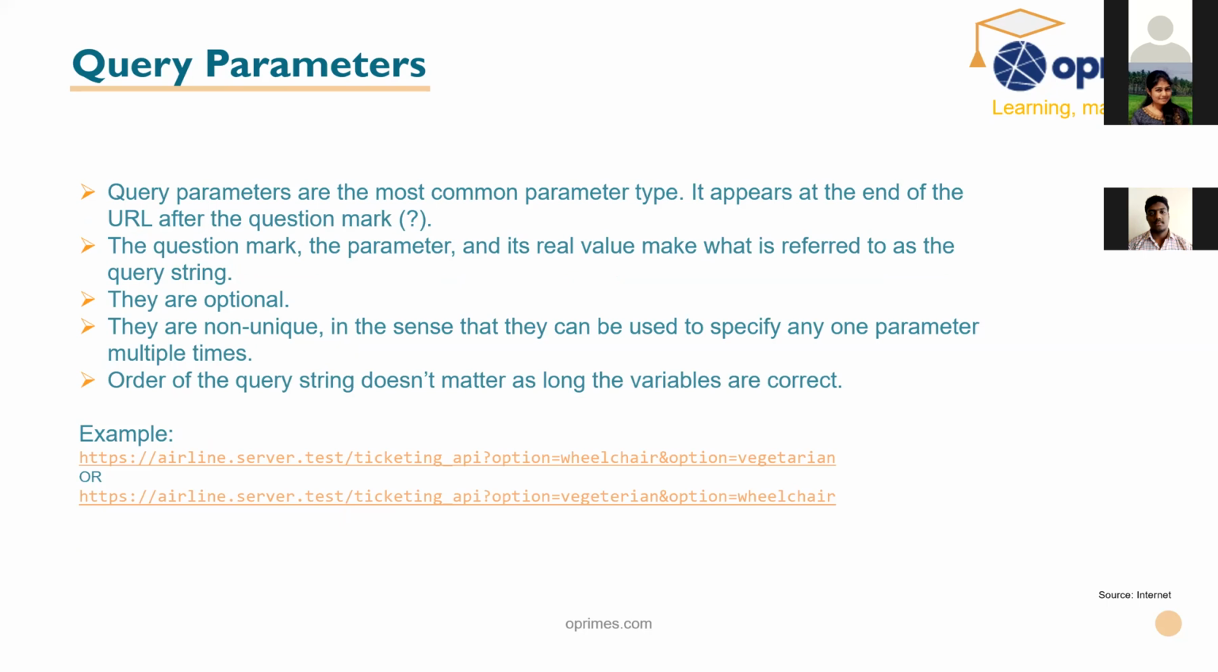Let's go with one example, for all the parameter types. Which example can I take? Okay, let's take the same example here. Booking airline tickets. So you are going to the ticketing API. Can you see ticketing API? By this you can reach the ticketing API.